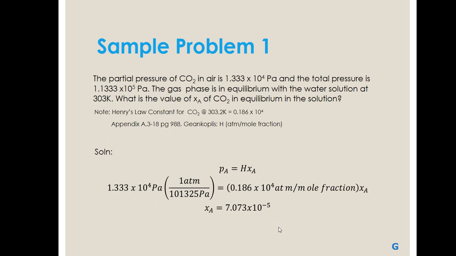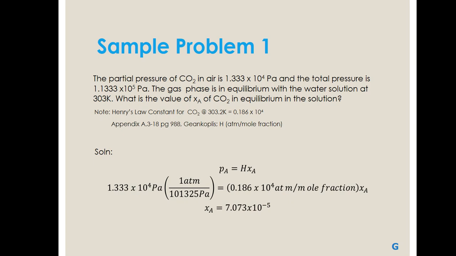Now moving on, let's have some sample problems illustrating the use of the formulas discussed and the use of the table and the diagram. Now, in sample problem number 1, it says that the partial pressure of carbon dioxide in air is 1.333 times 10 raised to 4 Pascal, and the total pressure is 1.1333 times 10 to the 5th Pascal.